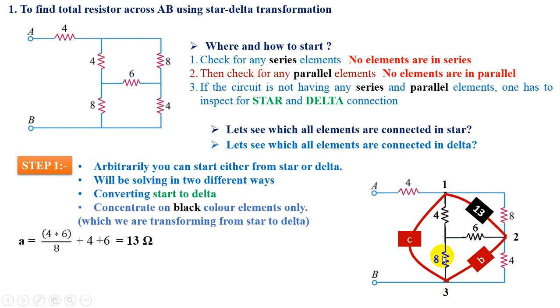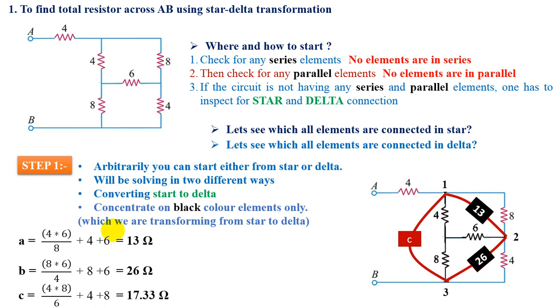Similarly, when I do it for B, the ends are connected between 2 and 3. The black elements are 8 and 6. So it would be 8 into 6 divided by 4 plus 8 plus 6, 4 being the one which is not connected. The common mistake which any student makes is that most of the time they divide the whole by 4. It's not dividing the whole by 4; it's only the product you are dividing, not the summation. Similarly, C would be 4 into 8 divided by 6 plus 4 plus 8, and you get the answer as 17.33 ohms.